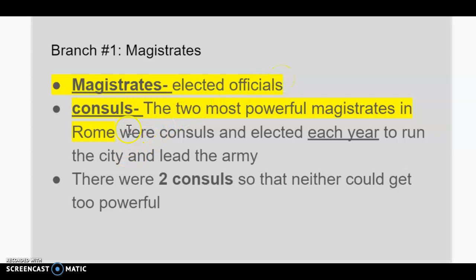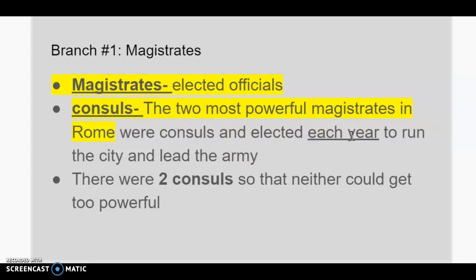The second vocab word for this branch is consul, the consuls. These are the two most powerful magistrates in Rome. These are technically the two most powerful people in the city of Rome. And they're elected each year to run the city and lead the army.